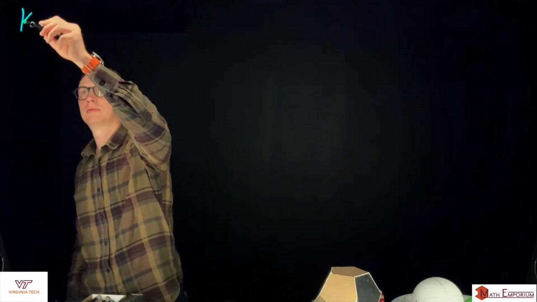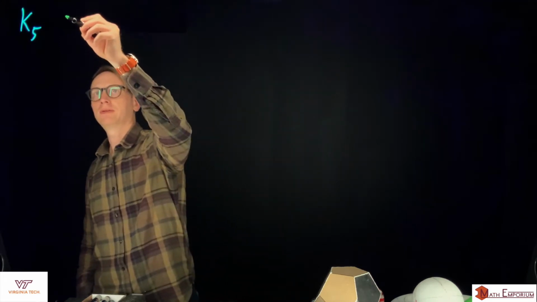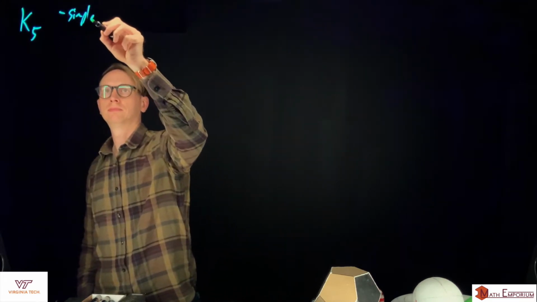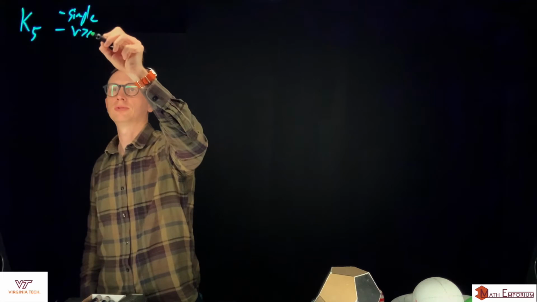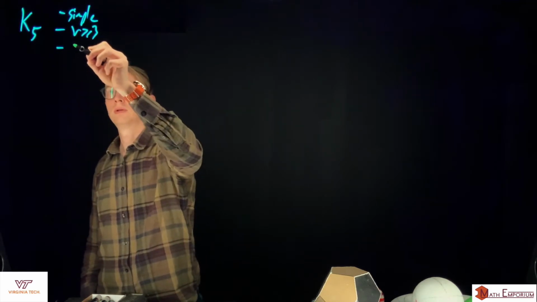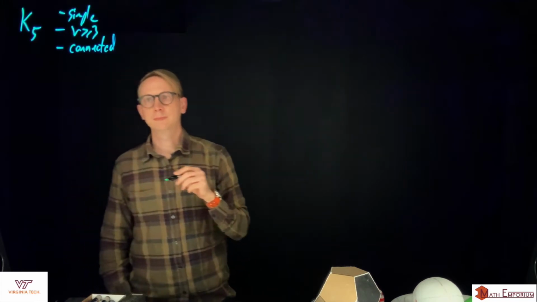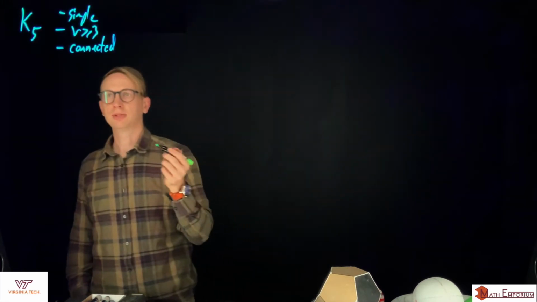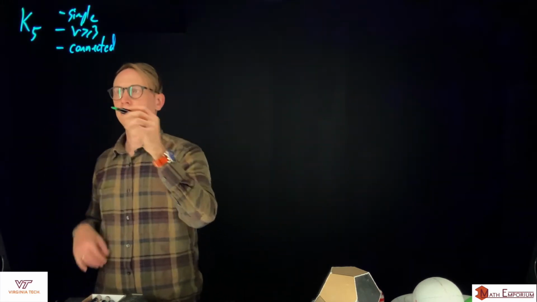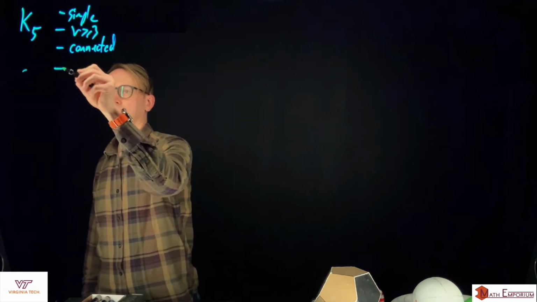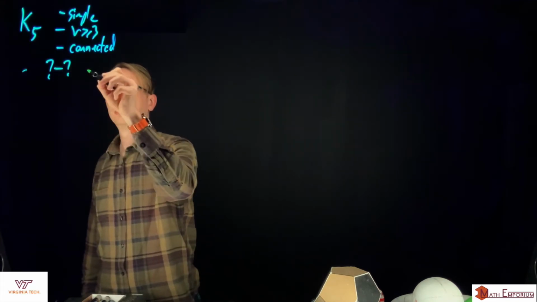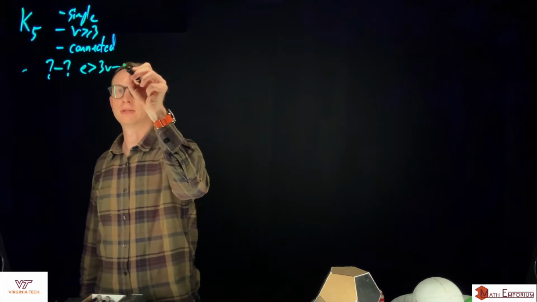K5. Let's check off some basic things, right? So first of all, K5 is definitely simple. It has 5 vertices, so the number of vertices is bigger than 3. It's very connected. Right? And let's just see how many edges and vertices and how that inequality works. So we're curious, this last point here we need to check is e greater than 3v minus 6.